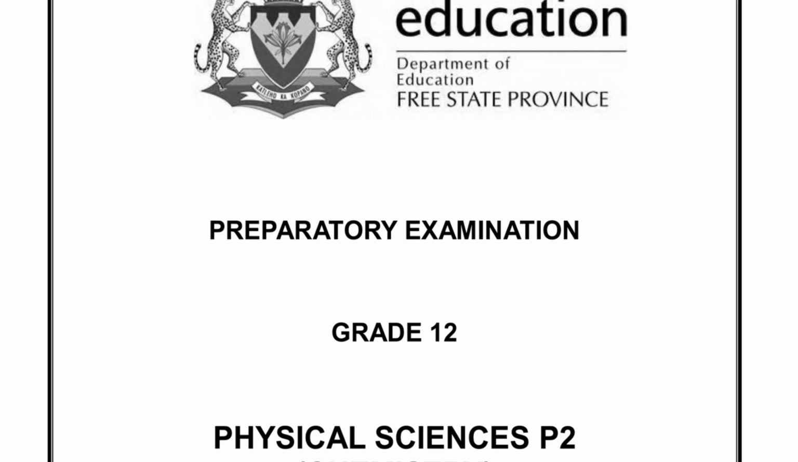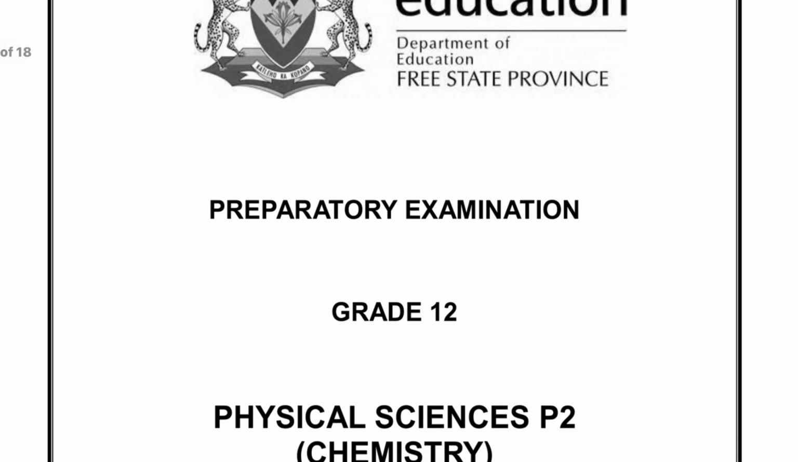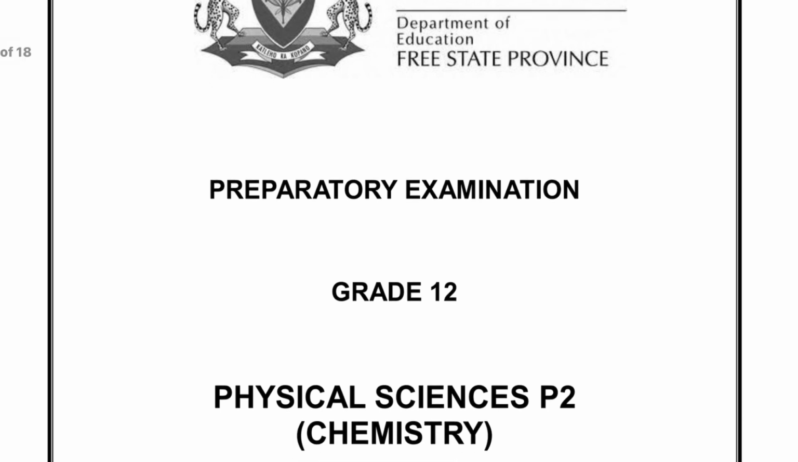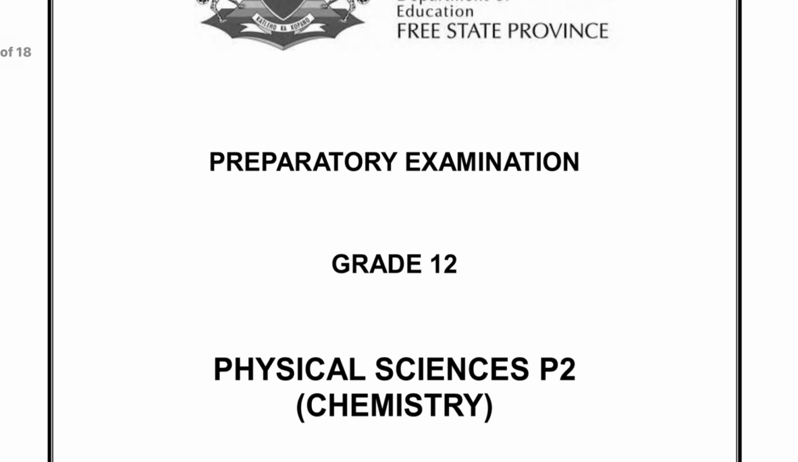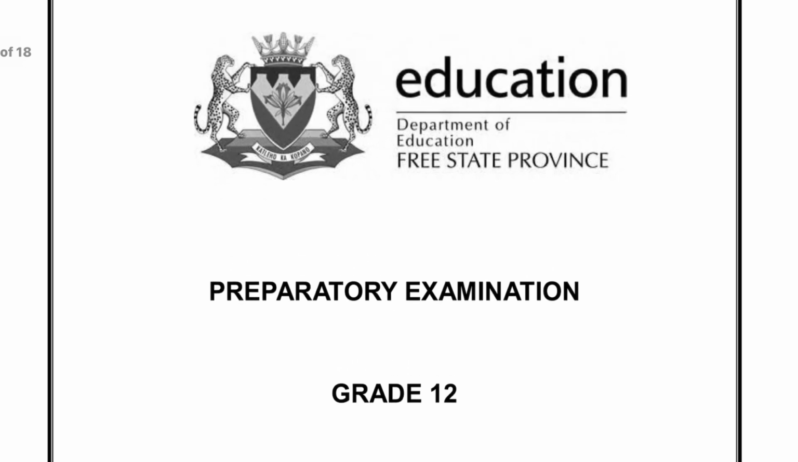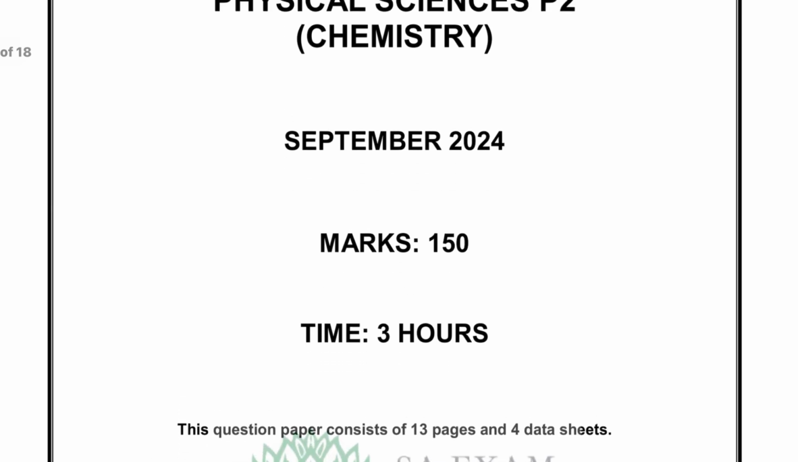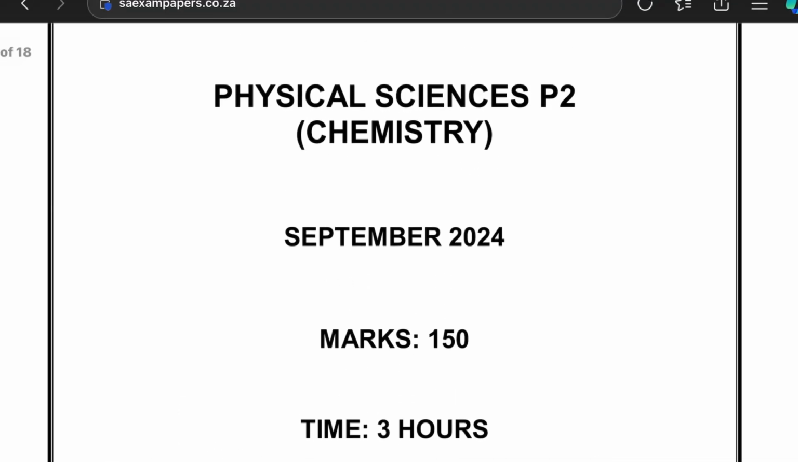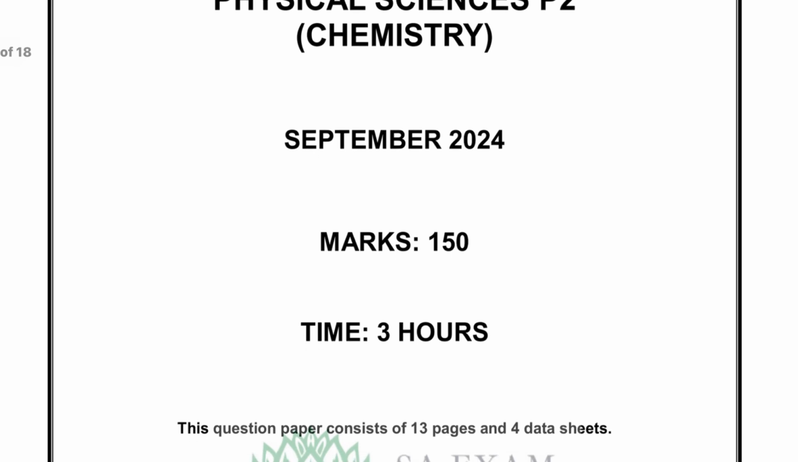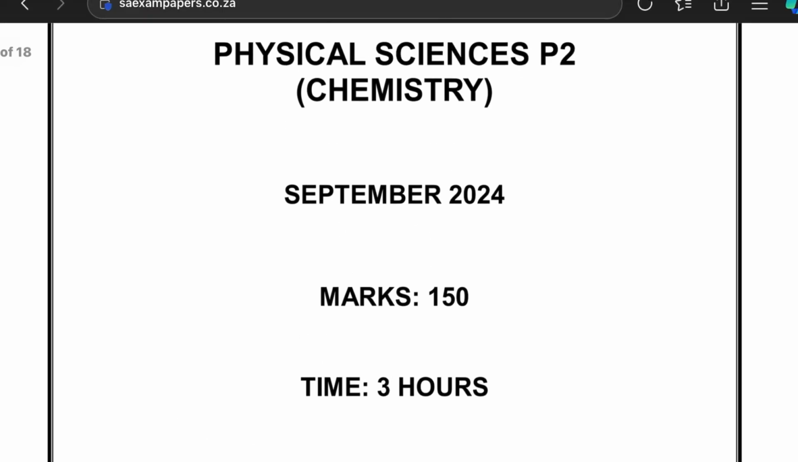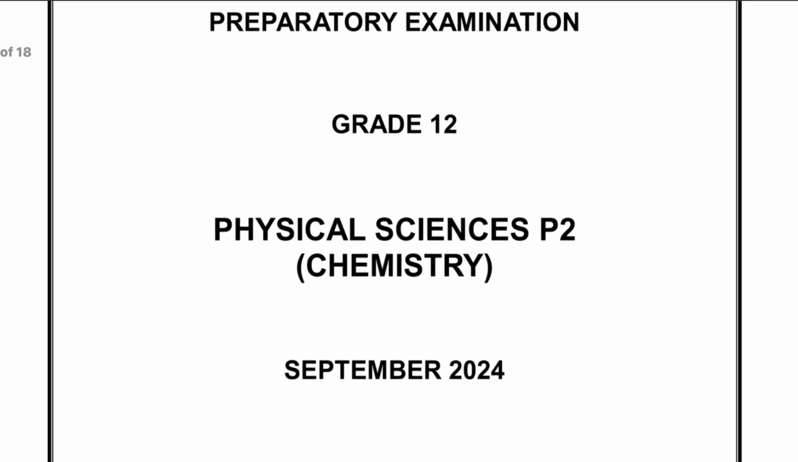We are doing the trial of the Free State Province in September 2024. It's paper 2, the physical sciences. So I'm going to do the whole question paper, from multiple choice to question 9, which is the electrolysis. Cheers. Let's cut the chase.